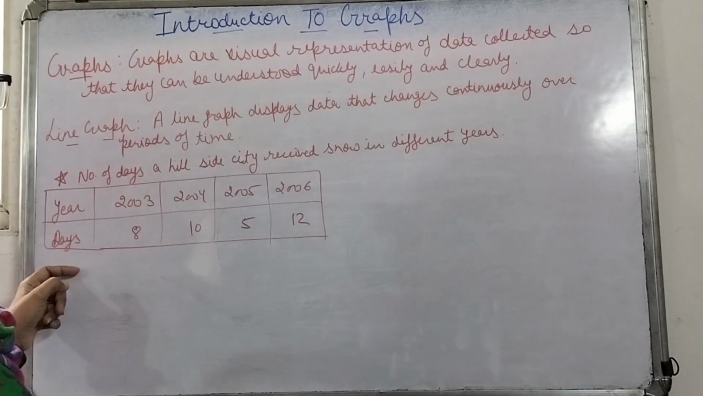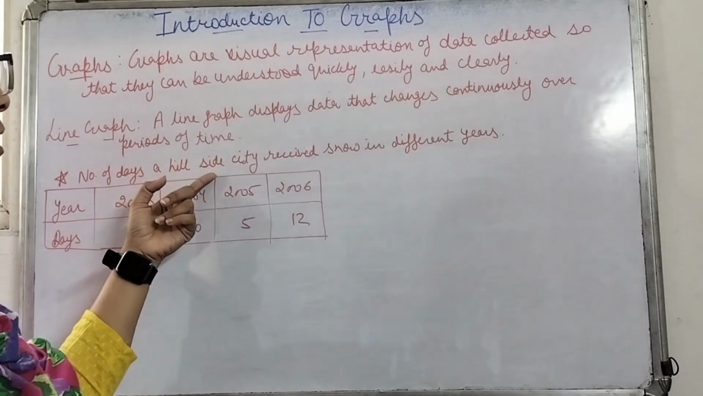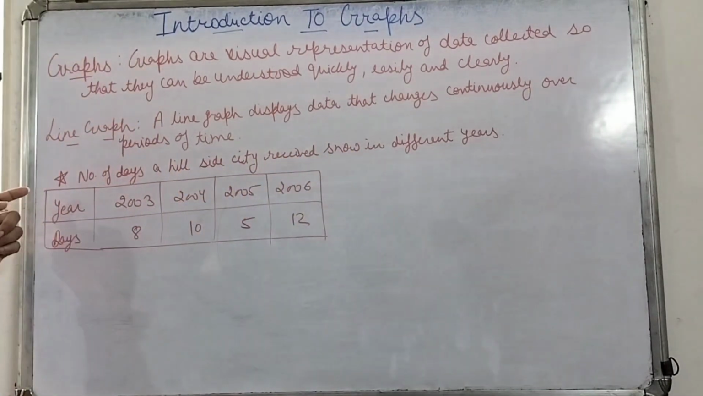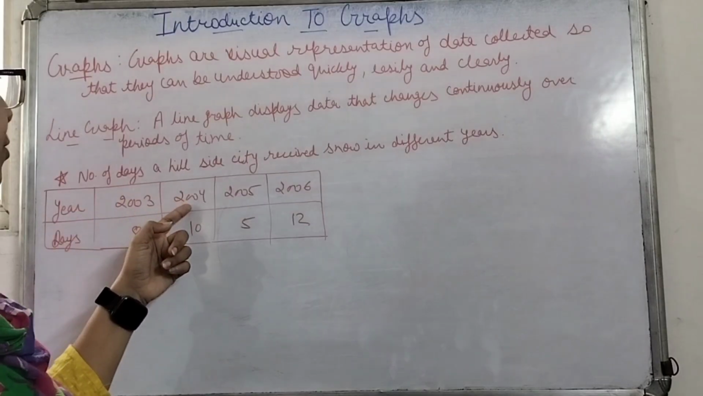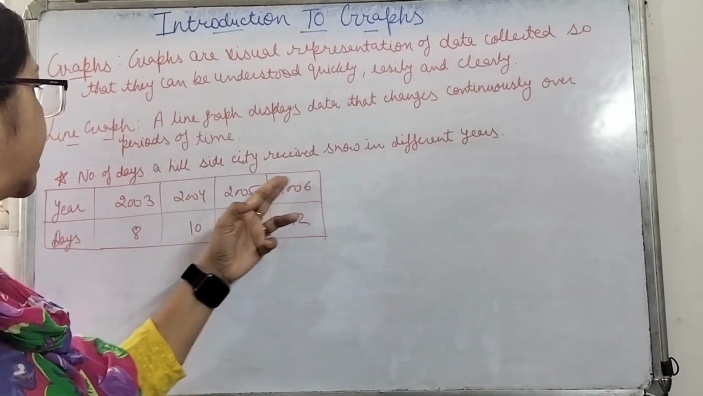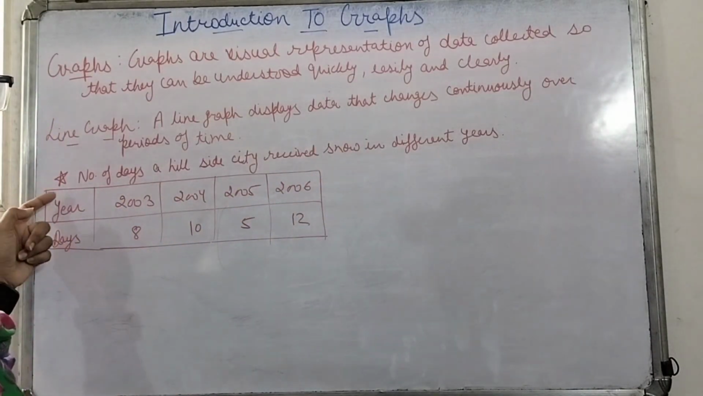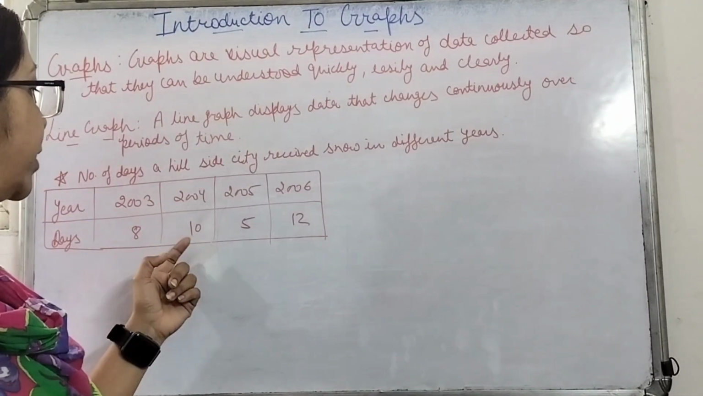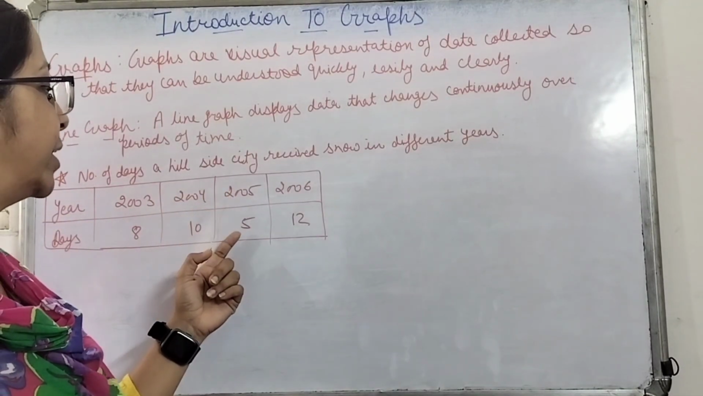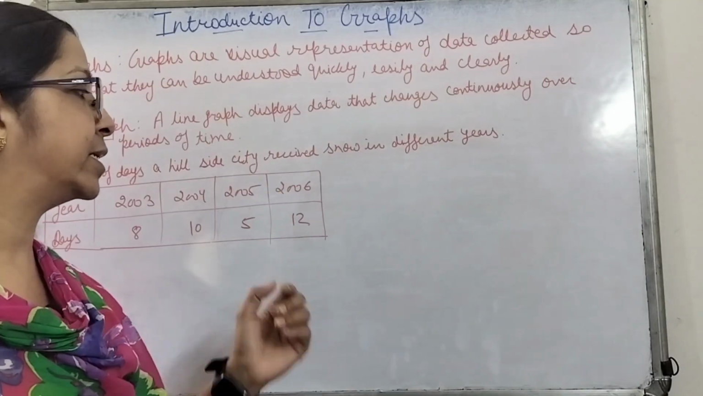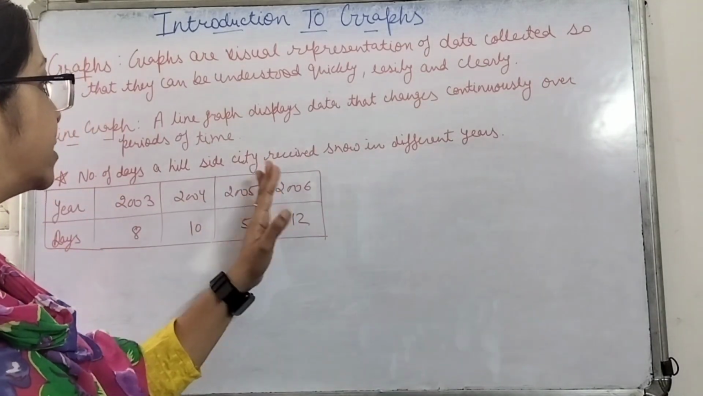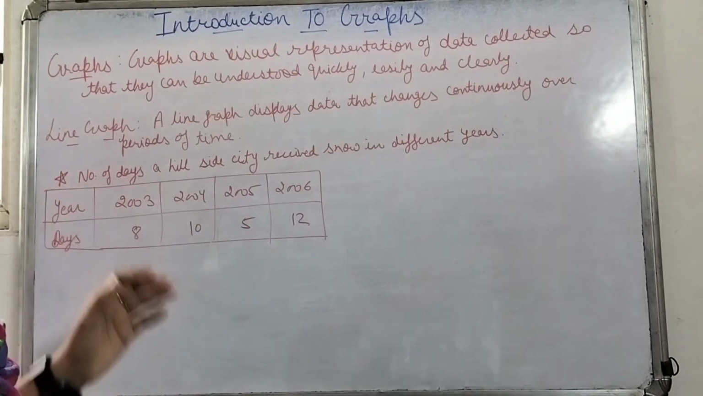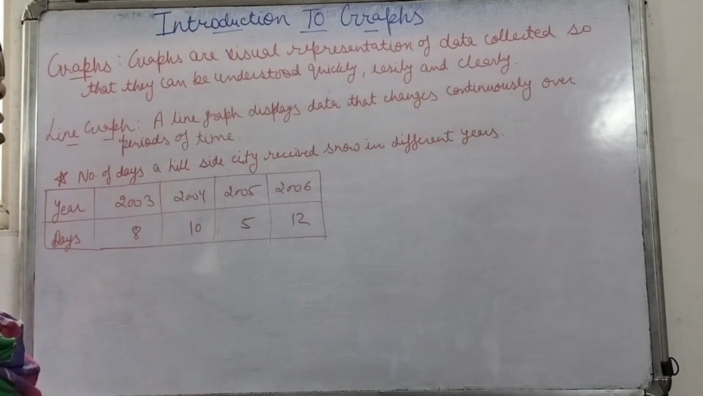Suppose there is data which shows the number of days a hillside city received snow in different years. In the years 2003, 2004, 2005 and 2006, these are the years we have taken. In the year 2003, the number of days was 8. In the year 2004, it was 10. In the year 2005, it was 5. And in the year 2006, it is 12. Now, this is the data which is given to us in the form of a table. We have to represent it graphically, that is using a line graph.